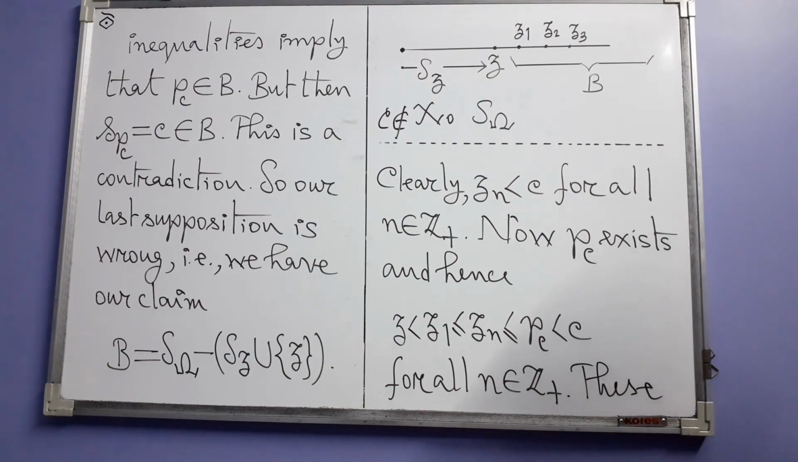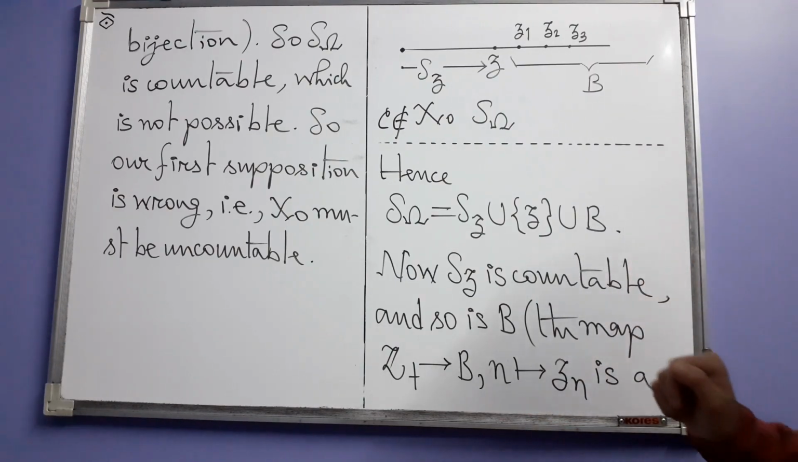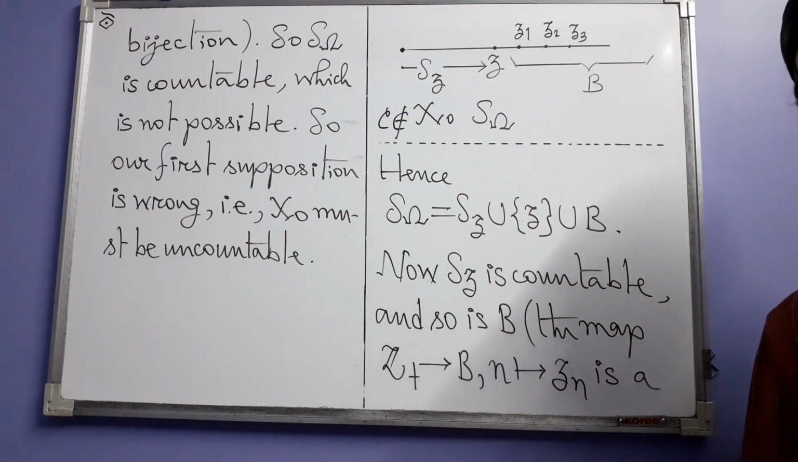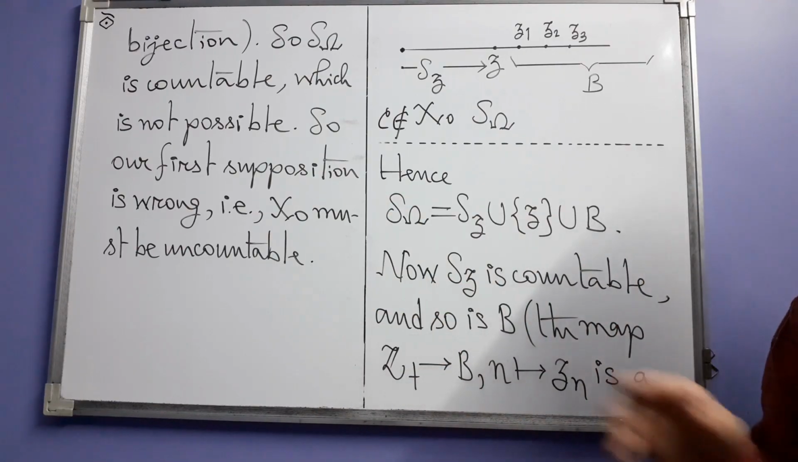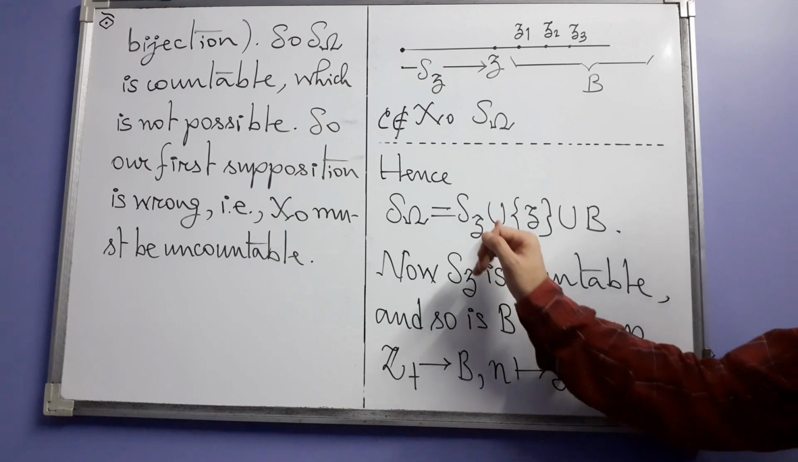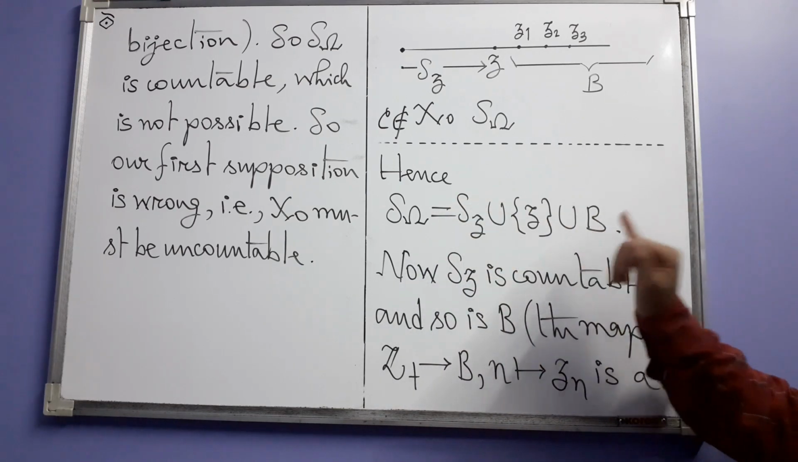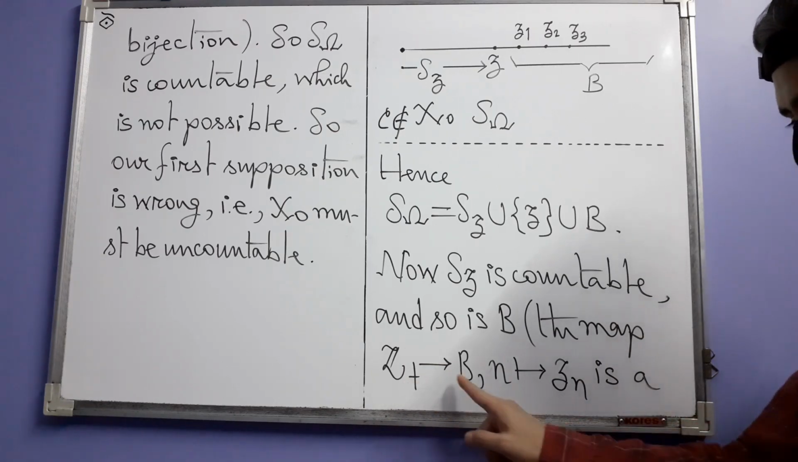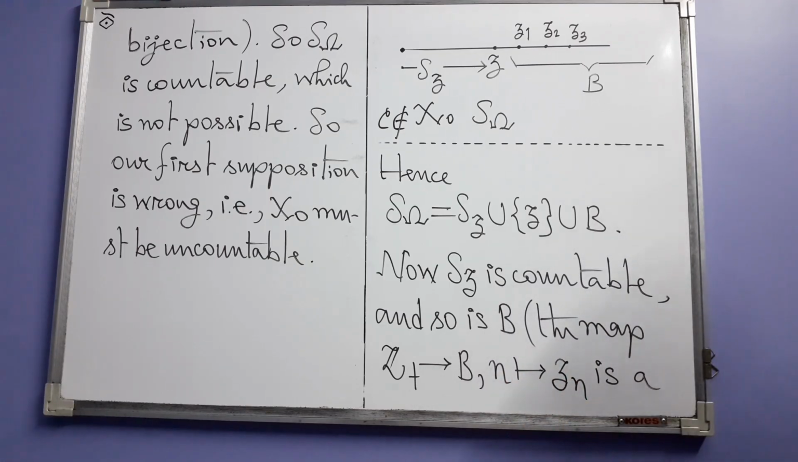Now let's see how we can use this claim to finally do it. Alright, so with our claim established, we now know that besides these three things, there is nothing else in S omega: the left hand side of Z, which is the section SZ, Z itself, and B. Now SZ is countable because every section of S omega is countable, and B is also countable. Because if you set up this map from the set of positive integers into B, which will map n onto Zn, then that's a bijection.